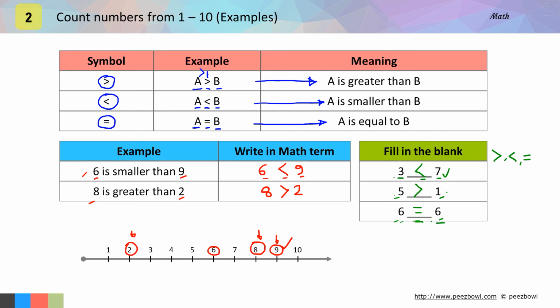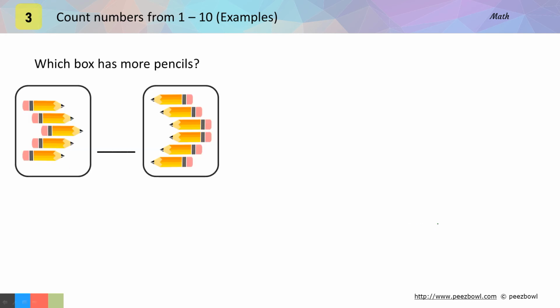Let's move to next page. We need to find out which box has more number of pencils. Okay, so this is also a very interesting counting exercise. We need to count number of pencils in both the boxes and then find out which number is bigger. A bigger number means more number of pencils. Let us do it. We will count number of pencils in left side box.